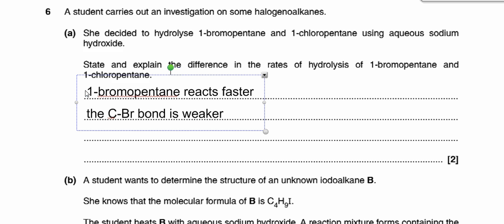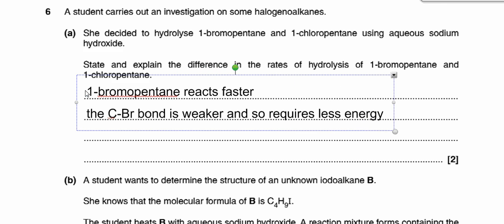You could also mention here it's weaker and so requires less energy to break, and it might be worth putting that in, as we're never quite sure what the marks will actually be looking for, though on this kind of question it's fairly standard. It says state, so you say that bromopentane reacts faster, and then your explanation, the C-Br bond is weaker. You can say that there's less energy required to break it. So that, for that question, would cover your 2 marks.